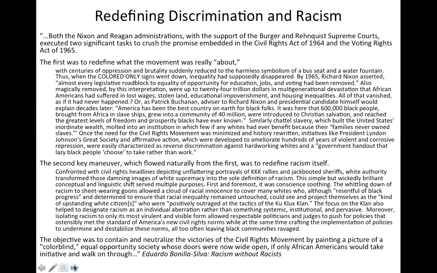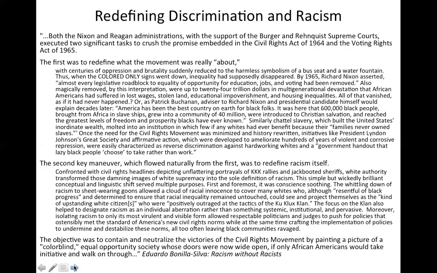Whereas Patrick Buchanan, advisor to Richard Nixon and presidential candidate himself, would explain decades later, America had been the best country on earth for Black folks. It was here that 600,000 Black people brought from Africa on slave ships grew into a community of 40 million, were introduced to Christian salvation and reached the greatest levels of freedom and prosperity Blacks had ever known. Similarly, chattel slavery, which built the United States' inordinate wealth, molded into an institution from which few, if any, whites ever benefited because their families never owned slaves.